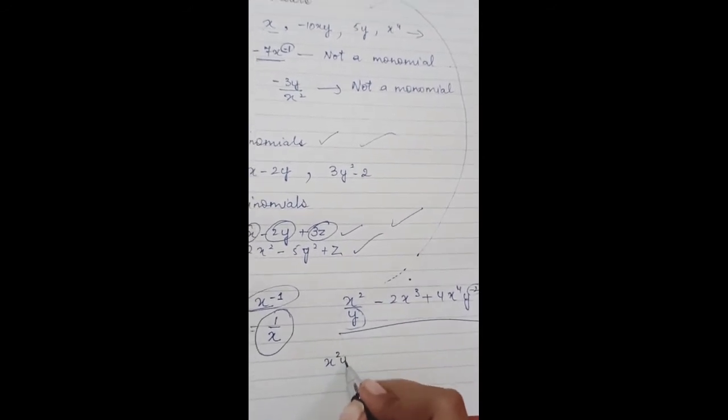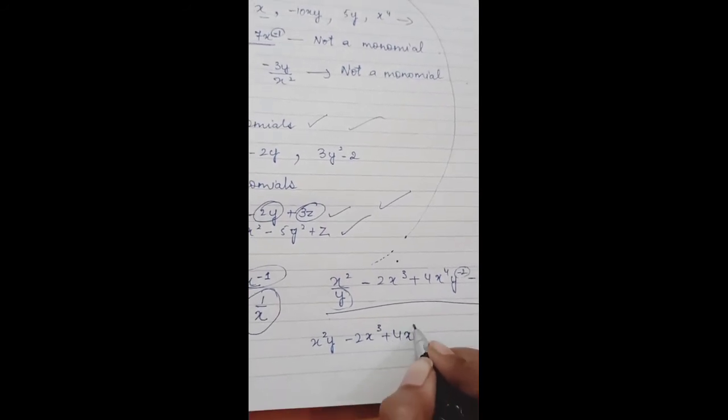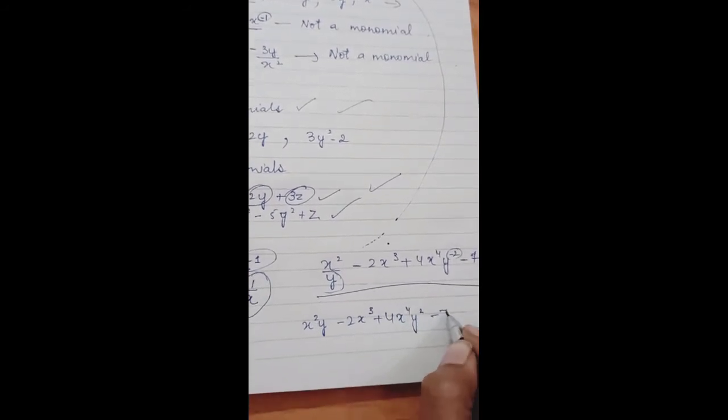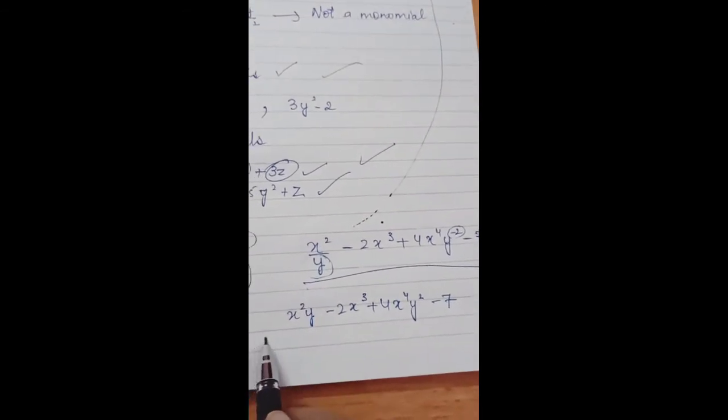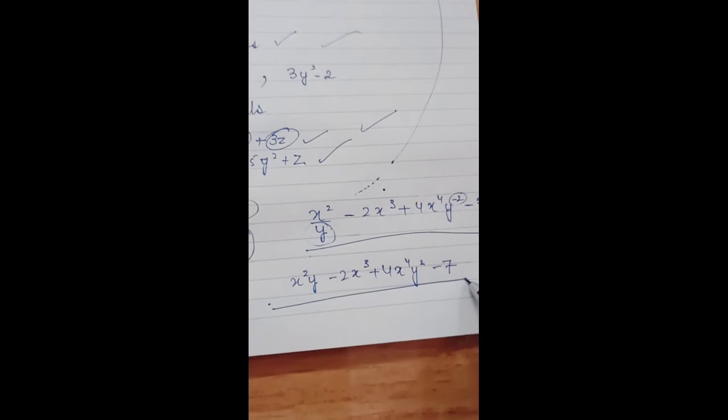x square y minus 2x cube plus 4x to the power 4 y to the power 2 minus 7. Is this a polynomial or not? This is a polynomial.